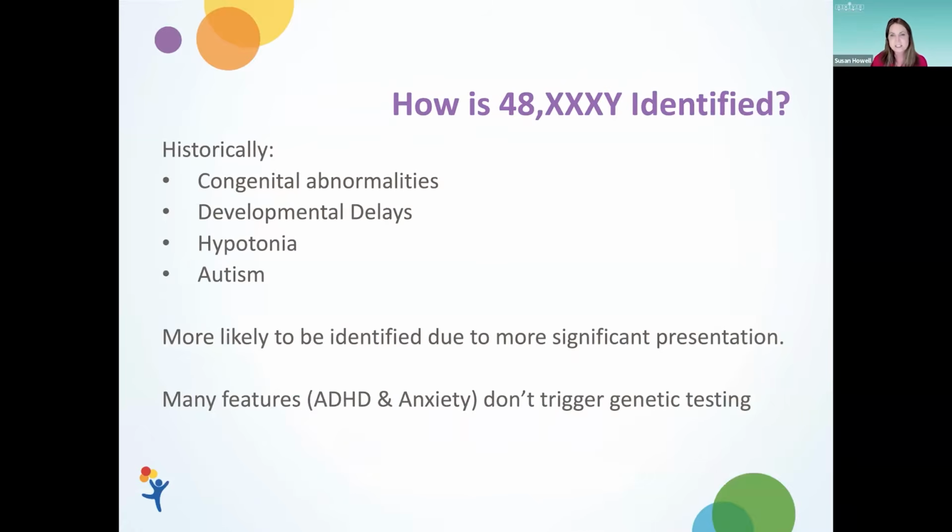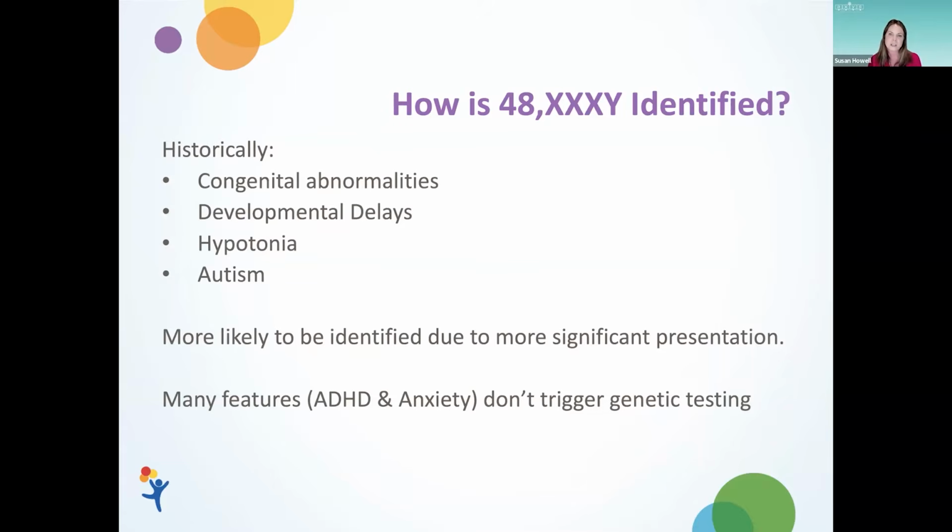So how is this condition identified? Historically, for the most part, these conditions were identified in individuals that presented with congenital abnormalities or birth defects. They can be slightly more common in this patient population. They also are often identified when they present with significant global developmental delays or low muscle tone, diagnosed as hypotonia. And then autism is a common indication for genetic testing, and so often there's ascertainment through workup after a diagnosis of autism.